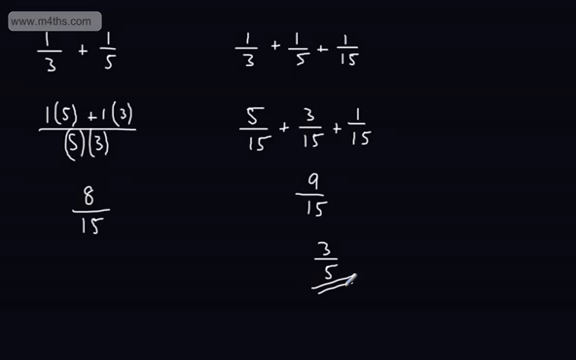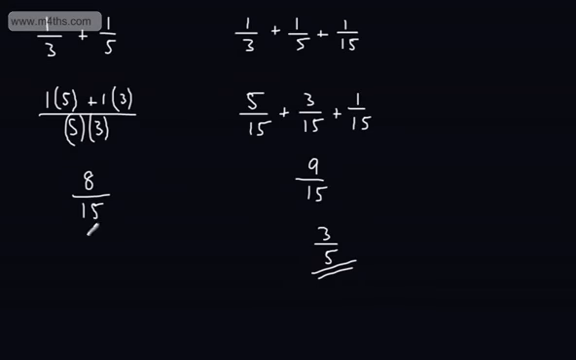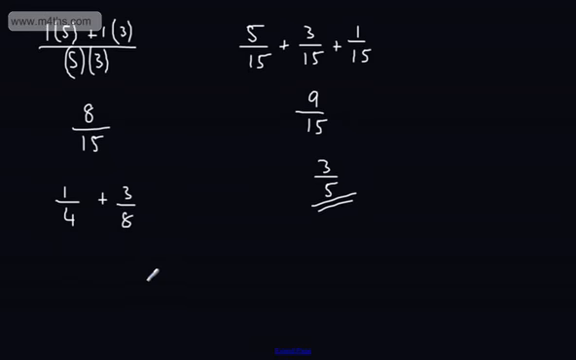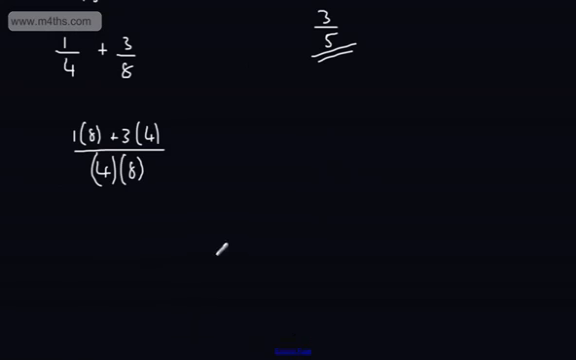We could see another example of why cross multiplying is not the most efficient way to add or subtract fractions. Let's say I had 1/4 plus 3 over 8. If I cross multiplied here, in the denominator I'd have the 4 times the 8. In the numerator I would have one lot of 8 plus 3 lots of 4. So in the numerator I'd end up with 8 plus 12, which is 20. In the denominator I'd have 32. And then I'd have to go ahead and simplify, dividing top and bottom by 4, and I'd have 5 over 8.